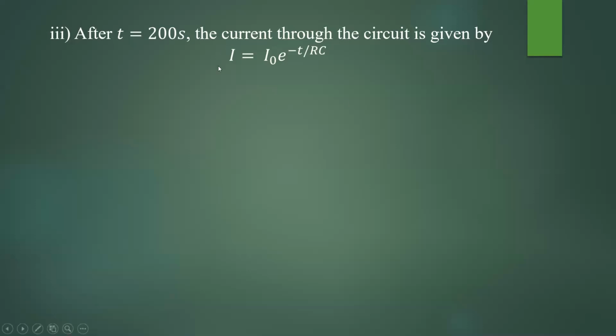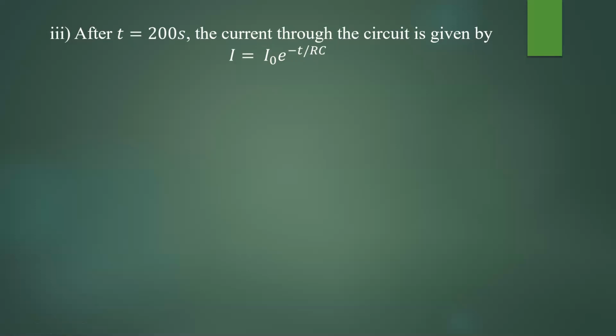Now we have to find this current I. What is I naught? I naught is the maximum current. T is given, that is 200 seconds. R is given, C is given. R into C you have already calculated. What is the value of R into C? R into C is 100 seconds. Now we have to calculate this I naught, the maximum current.